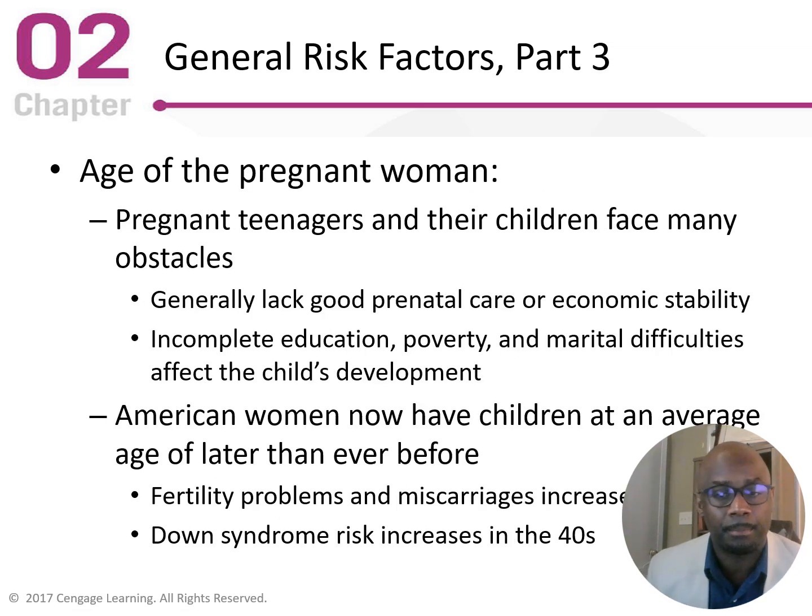Age of a pregnant woman can play a huge role. Pregnant teenagers and their children face many obstacles, generally lack good prenatal care and economic stability. Incomplete education, poverty, and marital difficulties affect the child's development. American women now have children at an older average age than ever before. Fertility problems and miscarriages increase, and Down syndrome risk increases in the 40s.